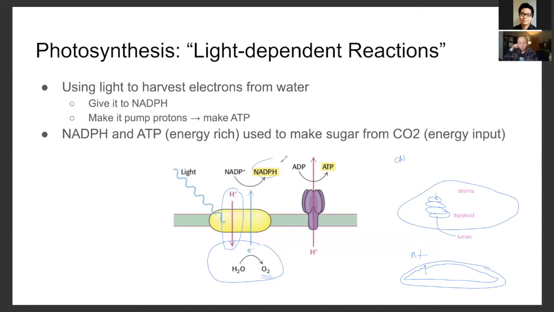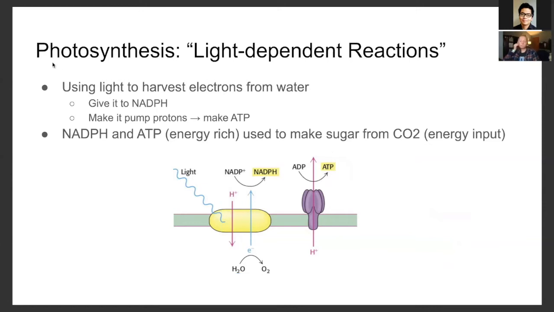And so if you were to remember something by heart, it should be this page that you don't need a cheat sheet on. You should remember light powers the splitting of water to produce NADPH and ATP. How exactly that happens, we'll go over on the next slide, but make sure you have this in mind.